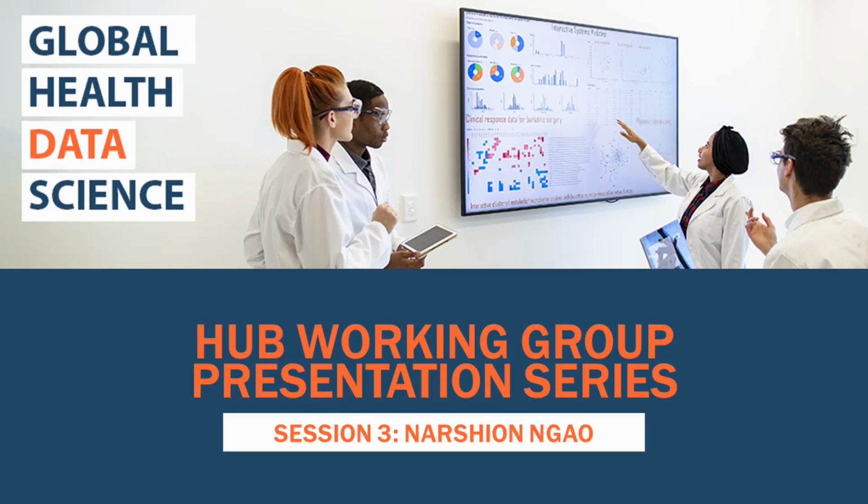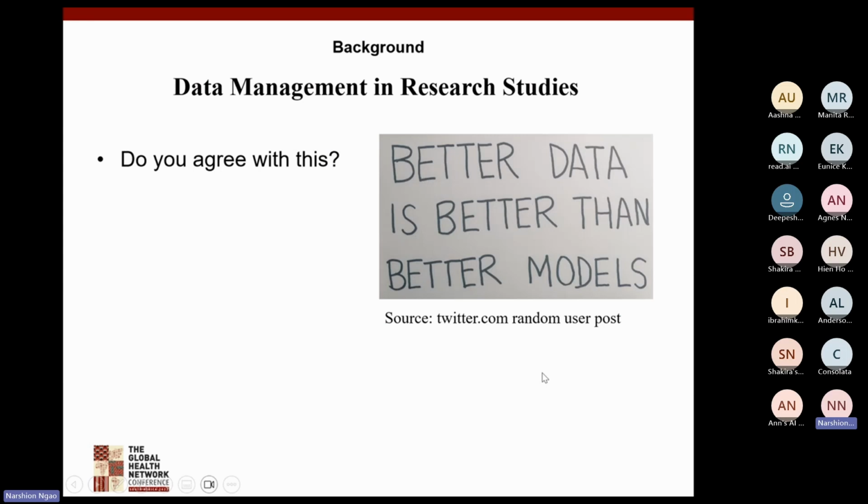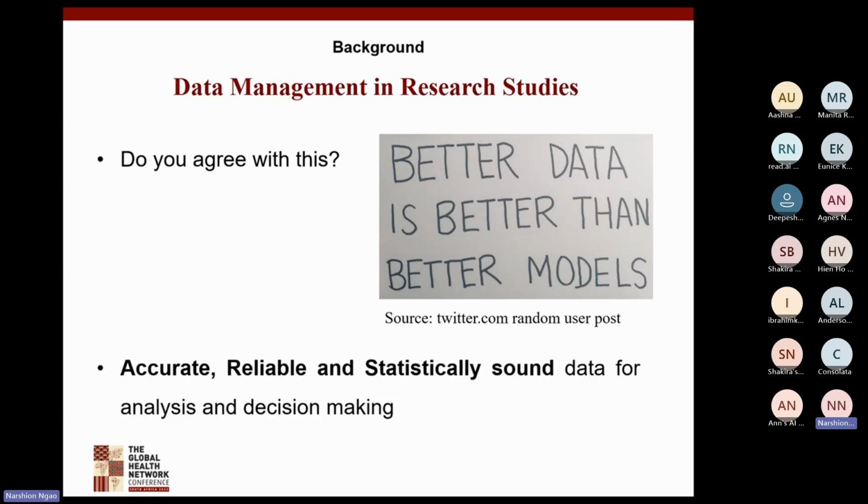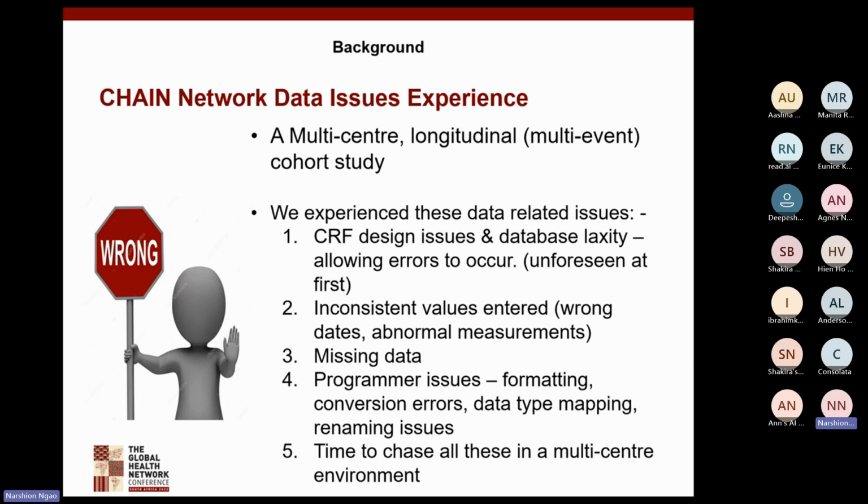Okay. Yeah, so there's this notion about which is better: data that is better than better models. I think at the end we always say when you have better data, you end up with better models. So there are things that we have to look at to be able to get the three core qualities of good data, which is accuracy, reliability, and statistically sound data. And these are some of the challenges that we go through on a day-to-day basis in the data management area.